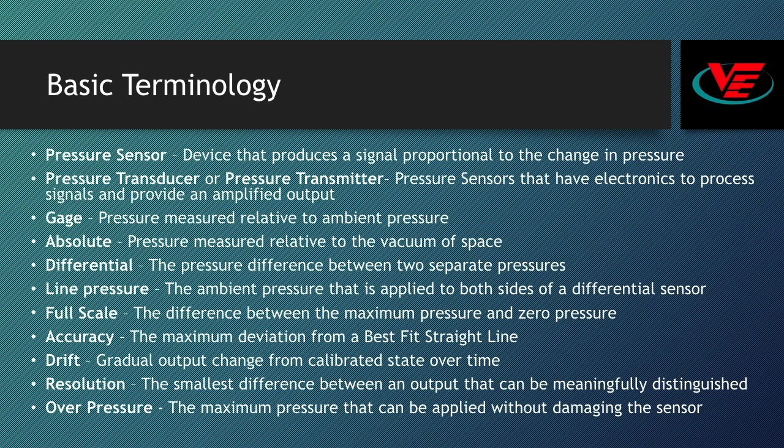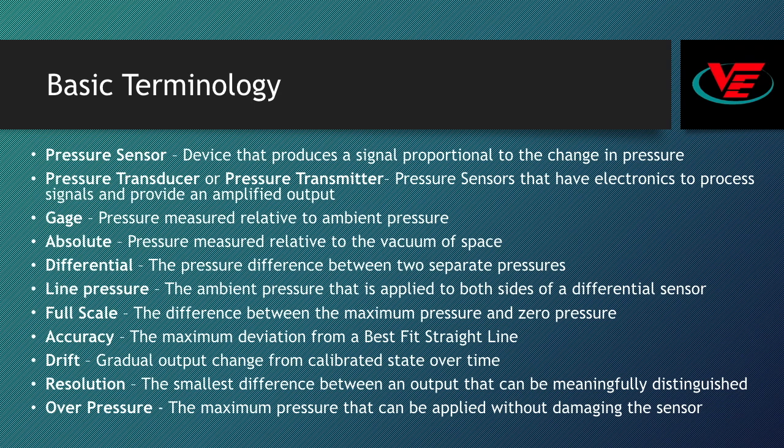The next term to know is a line pressure. A line pressure is the ambient pressure applied to both sides of a differential sensor. For example, if I needed to measure the pressure difference between two pipes, and one pipe had 100 psi of pressure, and the other pipe had 110 psi of pressure, the line pressure would be the 100 psi that the sensor experienced on both sides.